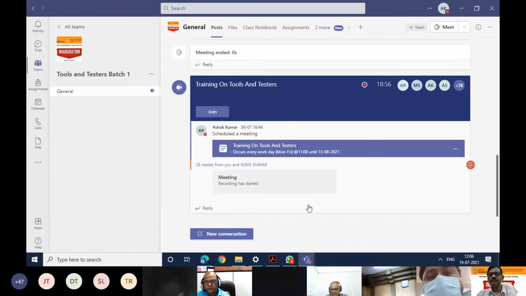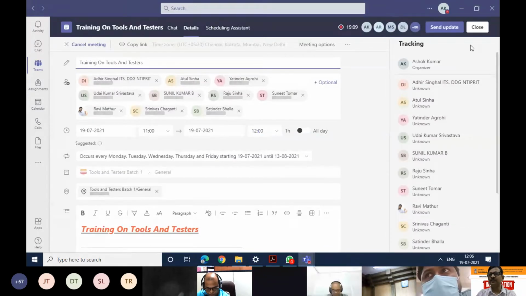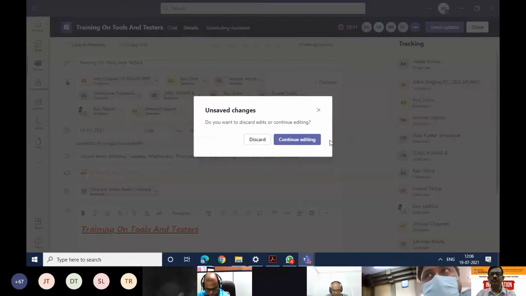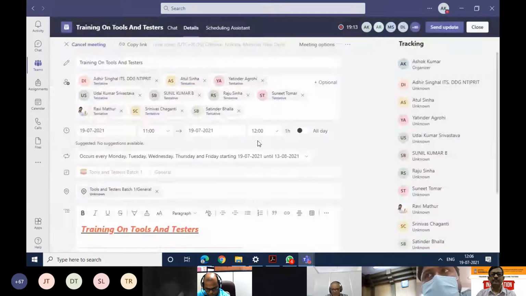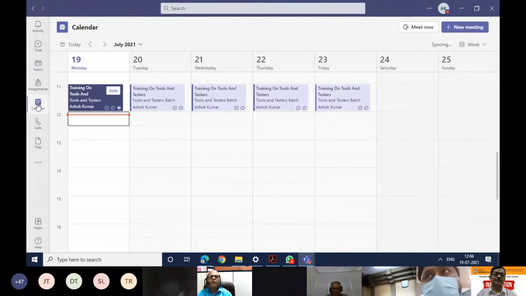Don't be confused if there is more than one meeting going on here. You have to always look at the meeting scheduled by Ashok Kumar, click this link, and then after that you have to join. Otherwise, you may join a wrong meeting, which is not good. So that is my advice, and it's better to use the calendar. From the calendar, you'll be able to join the meeting.